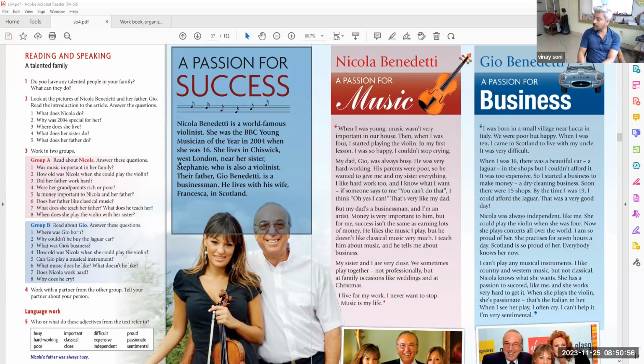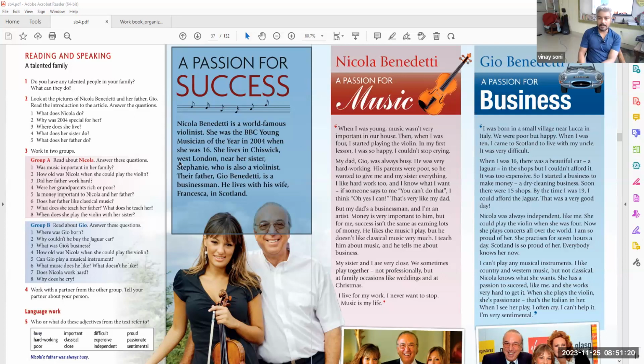And what does her sister do? She is also a violinist. Her sister is also a violinist. Sister is a violinist too. Okay. And what does her father do? Her father is a businessman. He's a businessman.